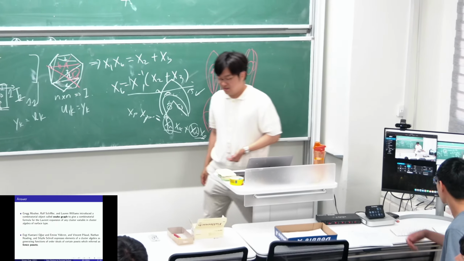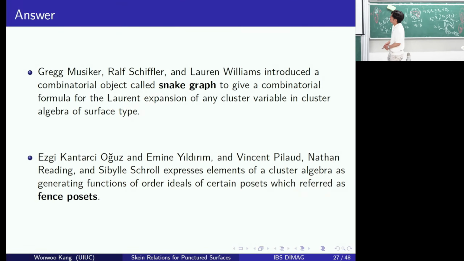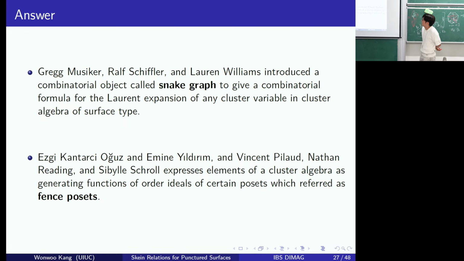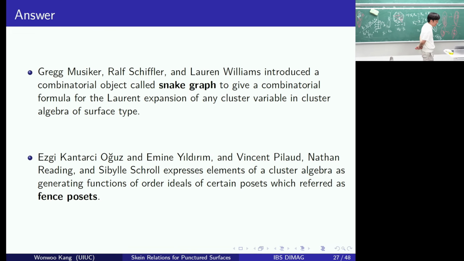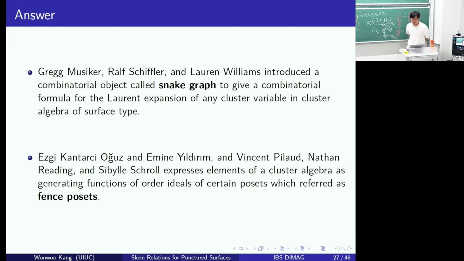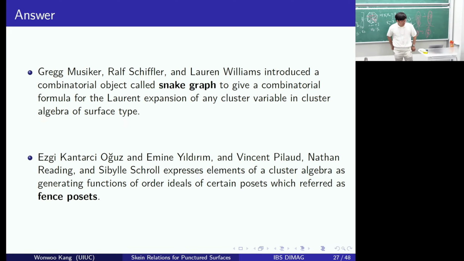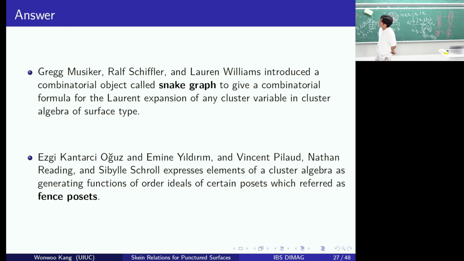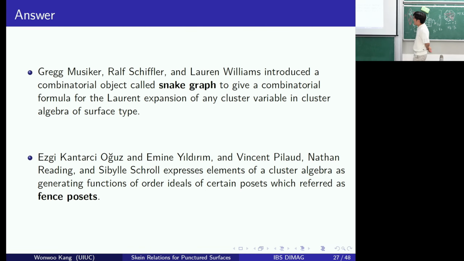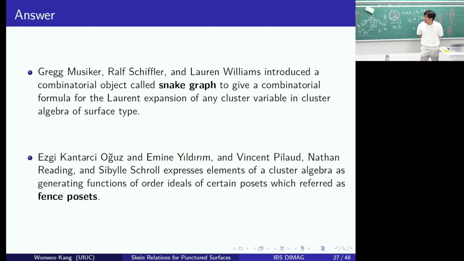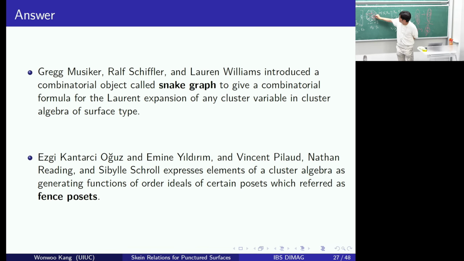And unfortunately for all of us, it is already answered. So Greg Musiker, Schiffler, and Lauren Williams actually applied the idea of the snake graph to find a combinatorial formula. And recently, Xie and Emine, this team, and Vincent and Nathan Reading, this team also invented something called the poset idea. So by applying these ideas, you can directly calculate the cluster variable that corresponds to this gamma using the combinatorial tool.